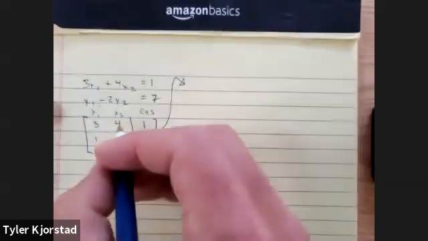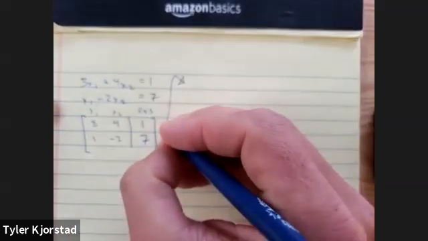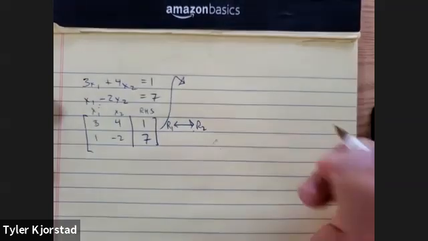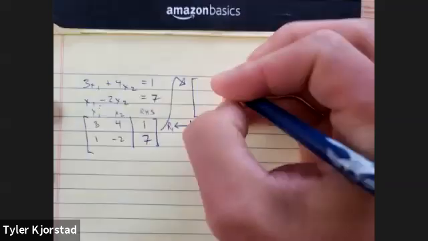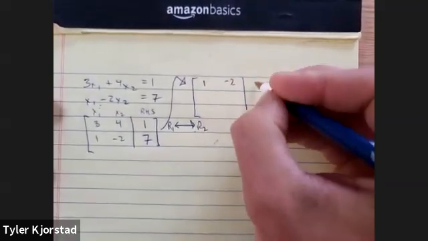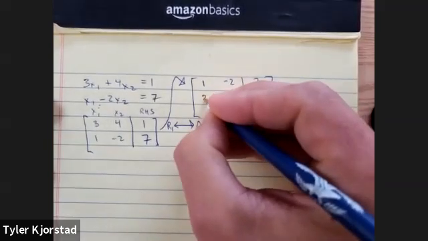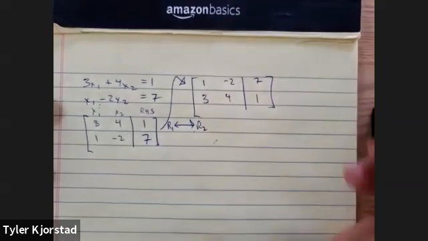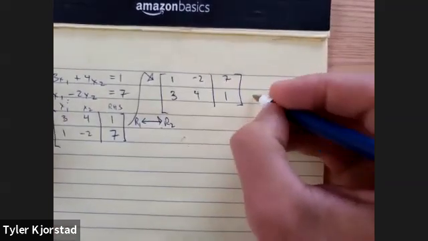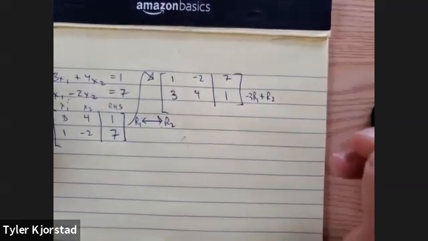In this case, I want to get a 1 there, so I'm going to swap row 1 with row 2. That means it's going to be 1, negative 2, augmented with the constant 7, and then 3, 4, and 1. Now the next thing I want to do is get a 0 here. I can do that by doing negative 3 times row 1 plus row 2.